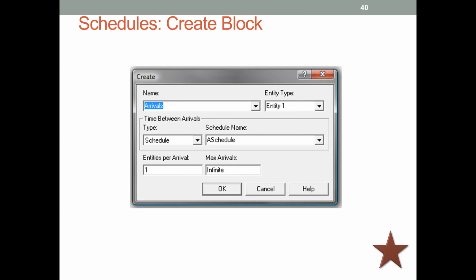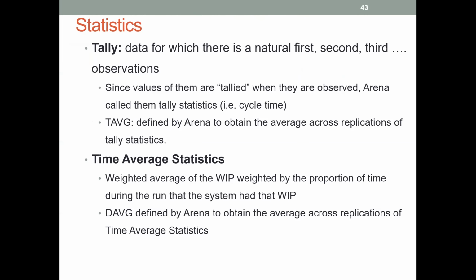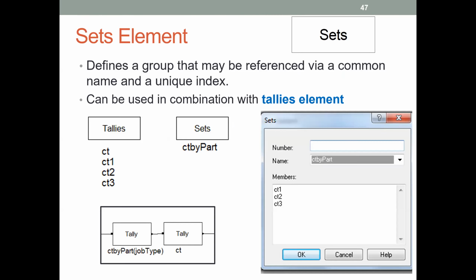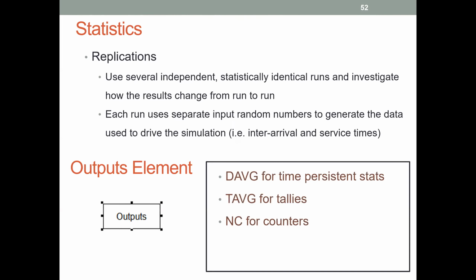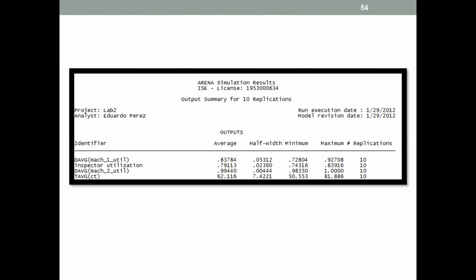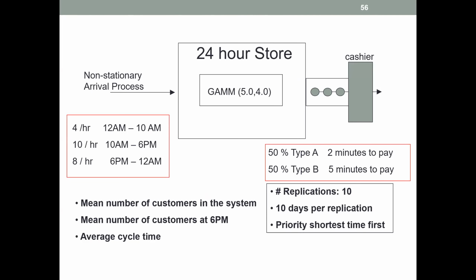Once you define the schedules and provide a name for the new schedule, you have to go to the Create block and define that the arrivals are going to be based on type Schedule, and then search for the schedule that you have created using the particular schedule name. We all know how to compute the statistics. At this point of the semester, I'm pretty sure you're very familiar with how to create the output report. So let's look at the example.